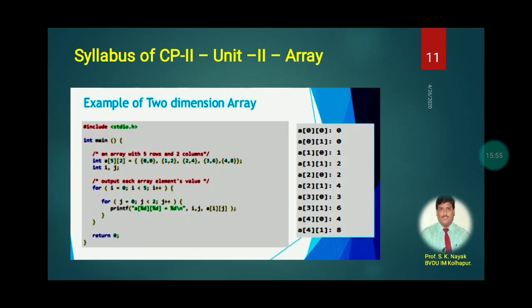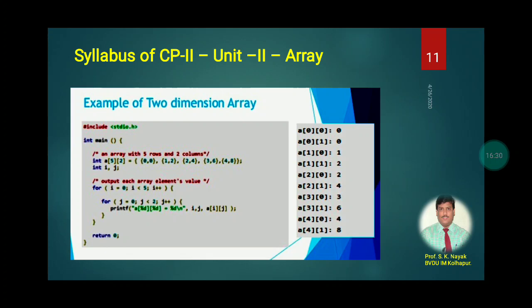On the right-hand side you can see the matrix. You have rows 0 to 4 and columns 0 to 1. The combinations are 0 0, 0 1, 1 0, 1 1, 2 0, 2 1, 3 0, 3 1, 4 0, 4 1, and we will have the corresponding values. To store them we have variables i and j, i for the row number and j for the column number.